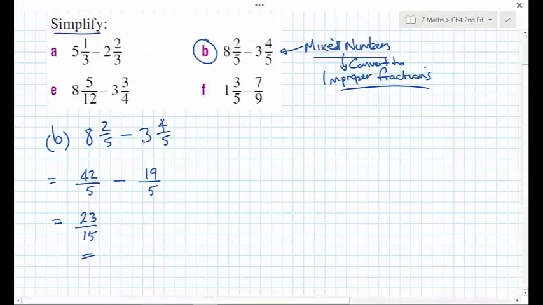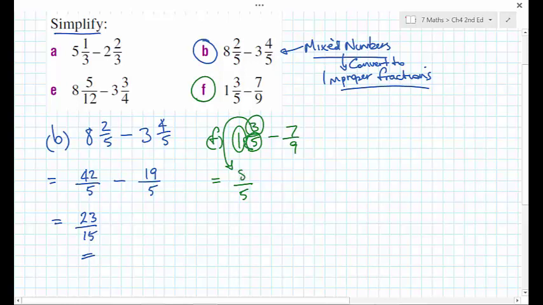Okay, so let's look at f. So f is 1 3/5 take 7 on 9. Again, wherever I see a mixed number, I need to convert it to an improper fraction first. So this here, I'm going to put it over 5, because I've got fifths involved. So 5 times 1 is 5, plus 3 is 8. So that's the same as 8/5 take 7 over 9.